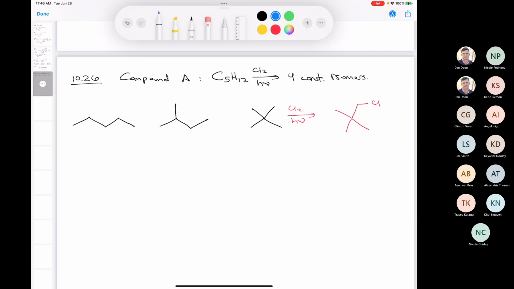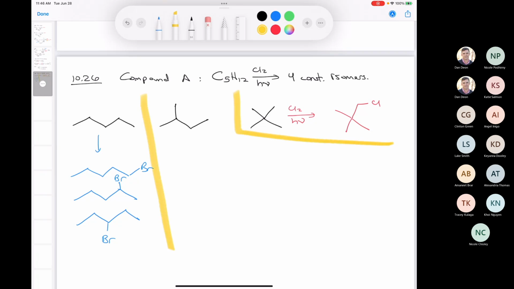If you took pentane, you could end up with, so let's see here, 1, 2, 3, 4, 5. You could put the bromine at the end, you could put it on the second carbon, or you could put it on the third carbon, like that. Those are the only possibilities for pentane.